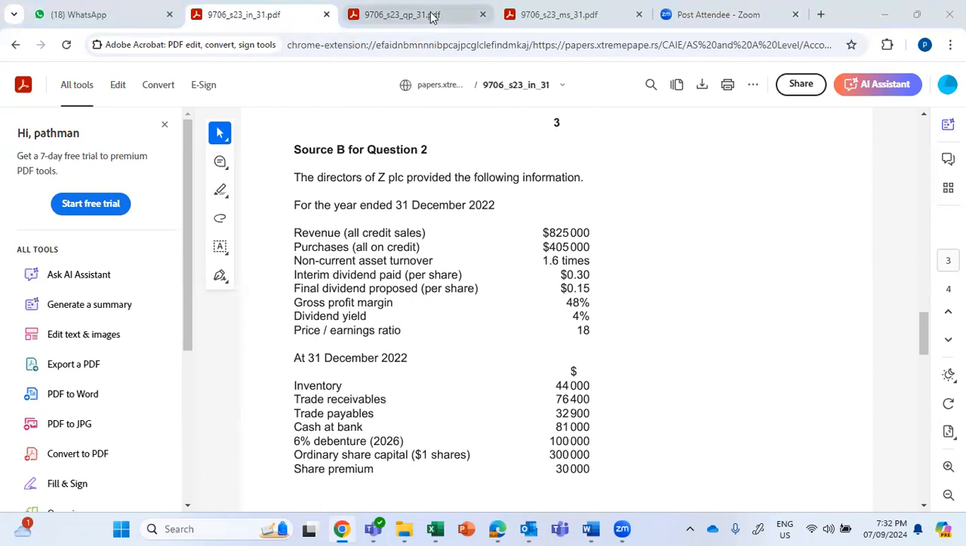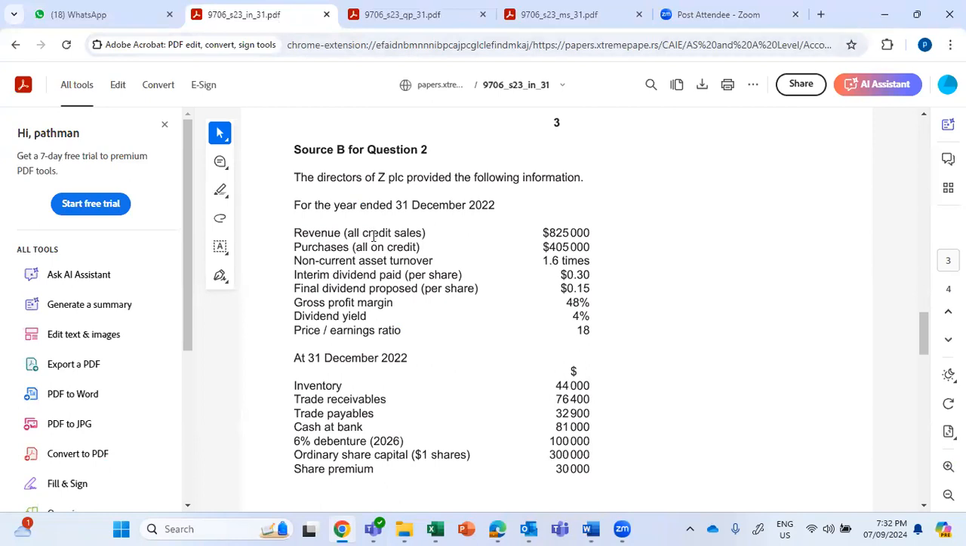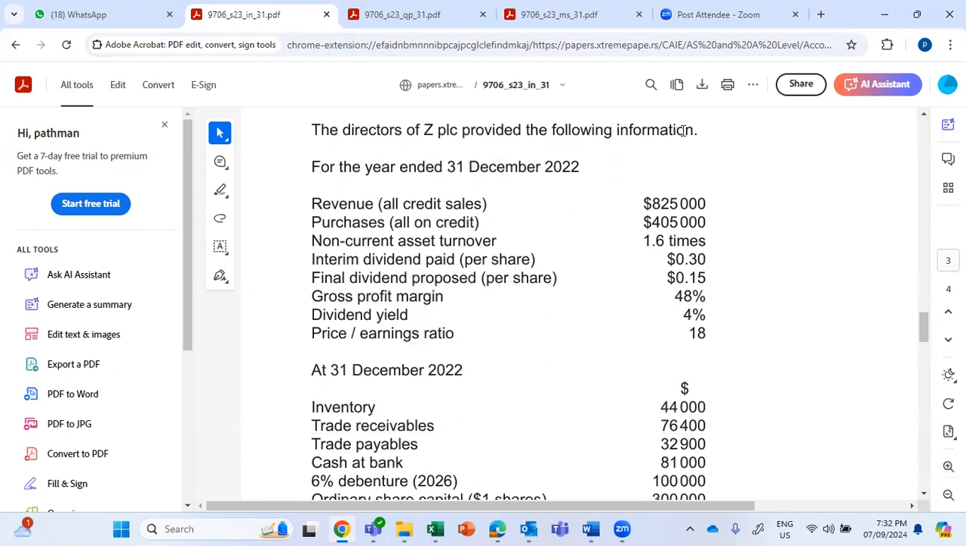So I've opened up the insert, the question paper, and the marking scheme. Okay. So here's the question. So directors of Z PLC provided the following information for the year ended 31st December 2022.